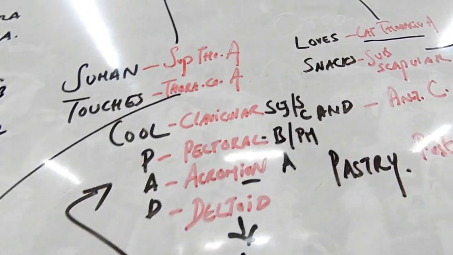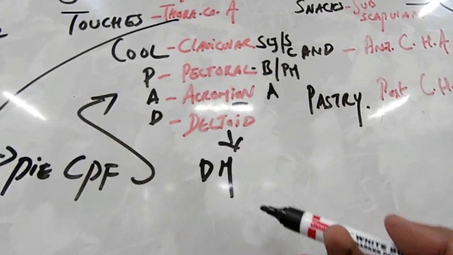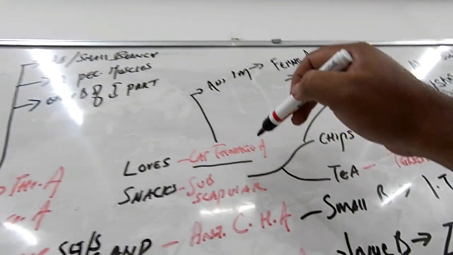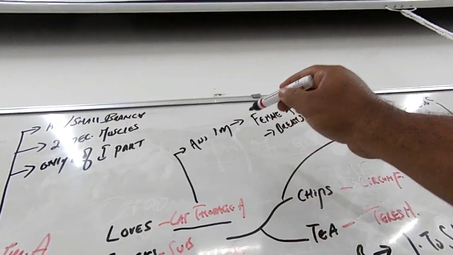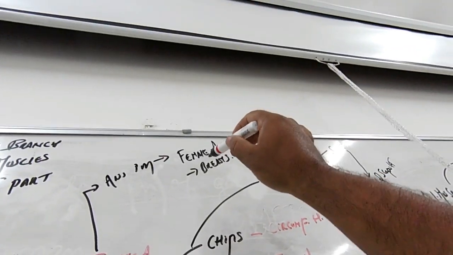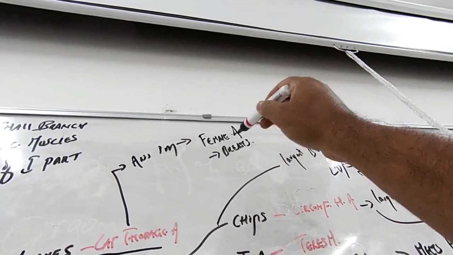Acromial just goes around the acromion. Deltoid will supply the deltoid muscle. It's so easy, there's nothing much difficult here. Then the lateral thoracic, it arises near the pectoralis minor, and it supplies the female breast as well as the pectoral regions on that side.